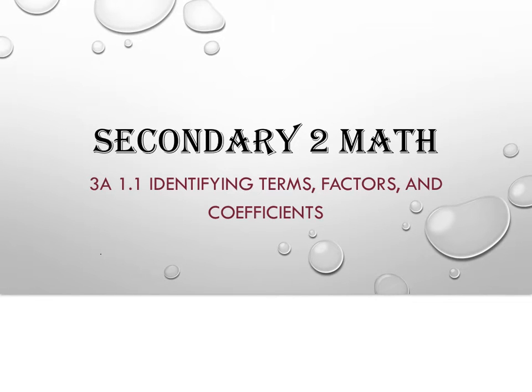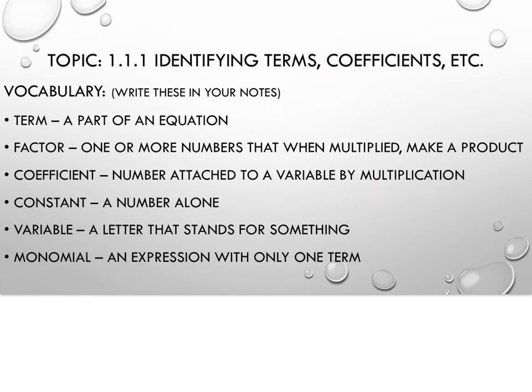Okay, today we're going to be working on section 3A 1.1, identifying terms, factors, and coefficients. First, in your notebook or on a blank paper, write down these vocabulary words and the definitions, and we'll go over them. So pause for a moment, get them written down, and then come back and we'll talk about each one.